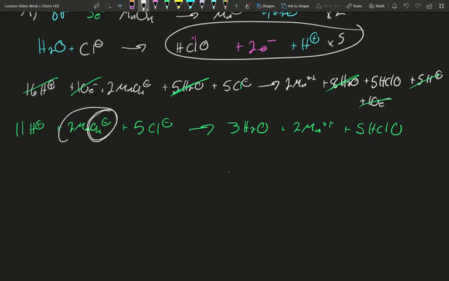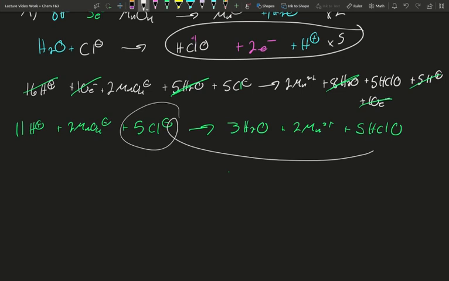8 oxygens, 2 times 4. Over here, I'll have 3 from the waters and 5 from the hypochlorous acid. 3 plus 5 is 8. I've got 8 oxygens on both sides. 5 chlorines, 5 chlorines. We've indeed balanced out this reaction in an acidic environment.